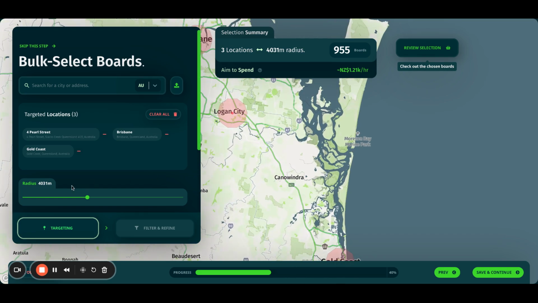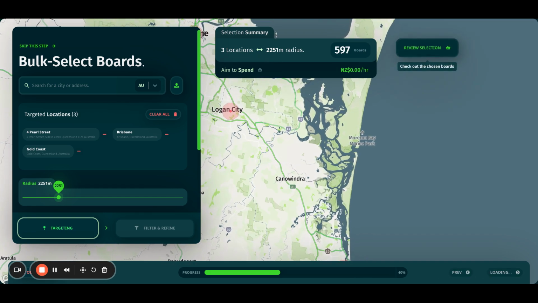Now, in terms of the size of that radius, that can be anything down to 100 meters all the way up to 10 kilometers. And you judge this based on how far you think your audience is going to travel or what sort of budget constraints you might have. So I would say probably about 2 kilometers is what I would expect for a super local audience to travel on the day-to-day.